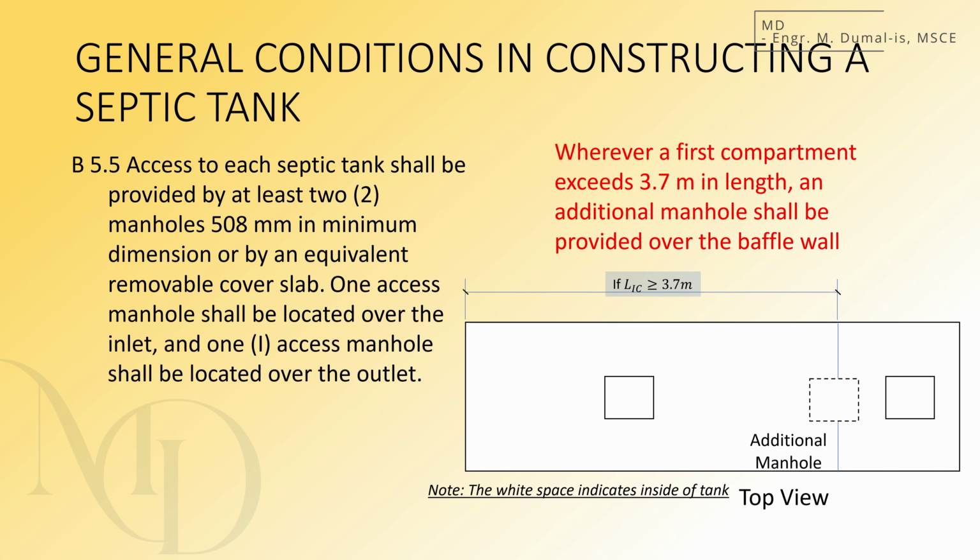And finally, if the first compartment of a septic tank is longer than 3.7 meters, another manhole is required above the baffle wall. This extra opening provides access to the middle portion of the tank, which is critical for desludging and long-term maintenance.